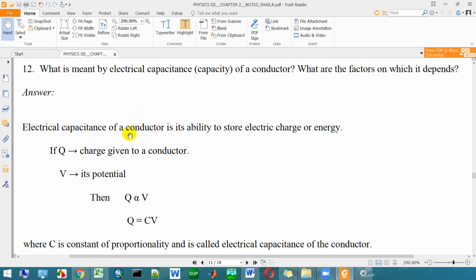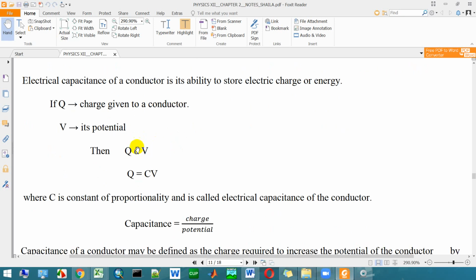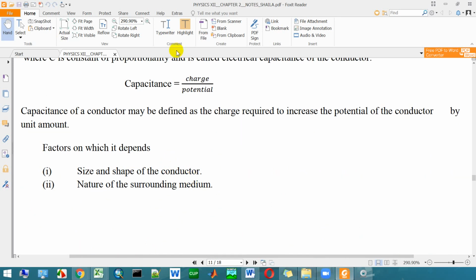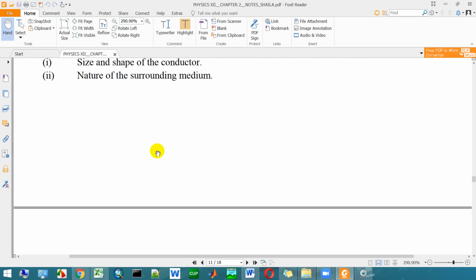What is a capacitor? It is the ability to store electric charge. This is the principle of a capacitor. Charge stored is proportional to potential difference. Removing the proportionality sign, we introduce a constant, which is known as the constant of proportionality. So C is charge by potential, and we also look at the factors on which it depends.